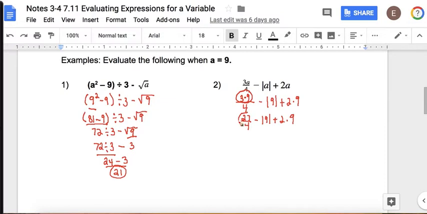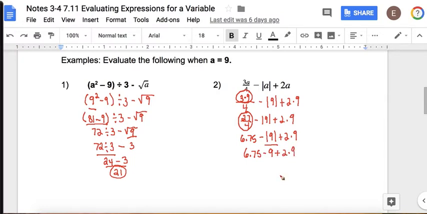Okay, we still have a fraction bar, so I'm going to circle it. 27 divided by 4 is 6.75 minus absolute value of 9 plus 2 times 9. Now, are there any more grouping symbols? Yes, absolute value of 9 is 9. Now all of my grouping symbols are gone.